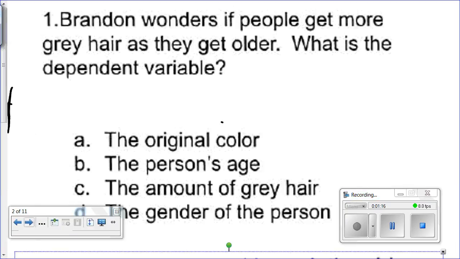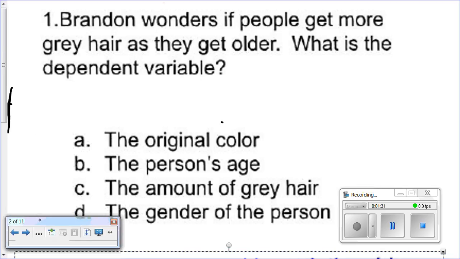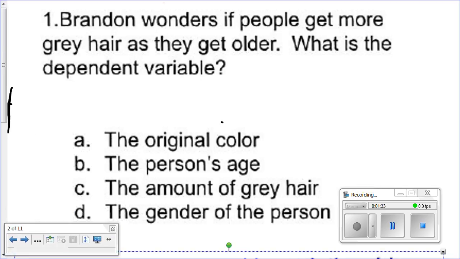Okay, we start out with number one. Brandon wonders if people get gray hair as they get older. What is the dependent variable? So in function notation, we've been talking about linear equations and functions lately. There's always going to be an independent and a dependent variable, also known as inputs and outputs. We refer to it as the domain and the range as well. But in this case, dependent and independent are pretty much what they sound like.